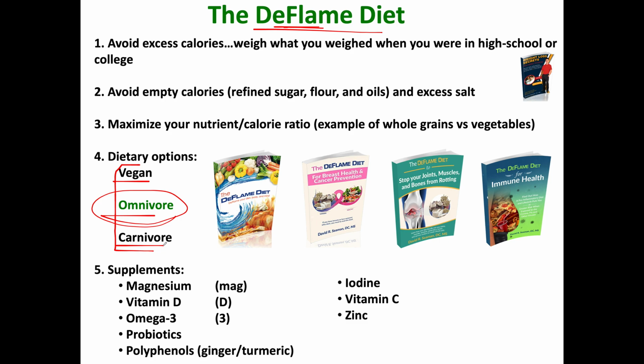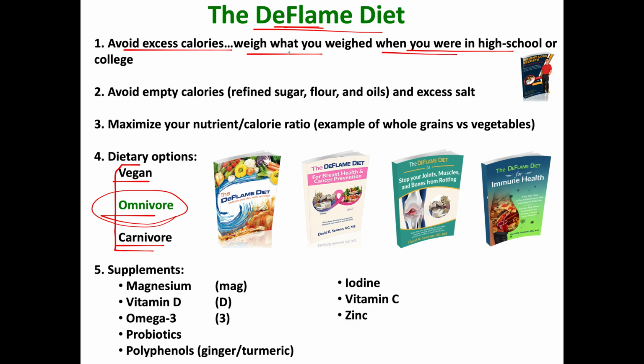So the first thing that we want to do: avoid excess calories. We should weigh what we weighed when we were in high school or college, depending upon when we reached our mature weight. Now, if you start to work out a lot after graduating from high school or college, you're obviously going to be bigger, and that should be your proper weight. So we want to weigh what we weighed when we were in high school or college.